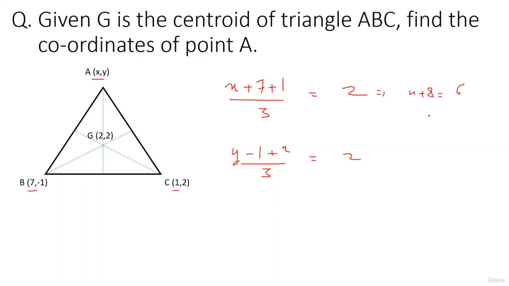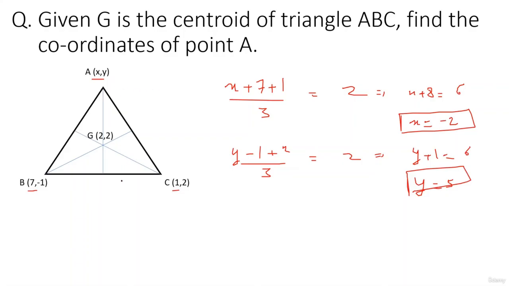X plus 8 equal to 6, which means the x coordinate of the point is minus 2. And the y equation is y minus 1 plus 2, which is y plus 1 equal to 6. Y plus 1 equal to 6 implies y is equal to 5. So the required coordinates of the point A will be minus 2 comma 5. See, it's as simple as that, right?